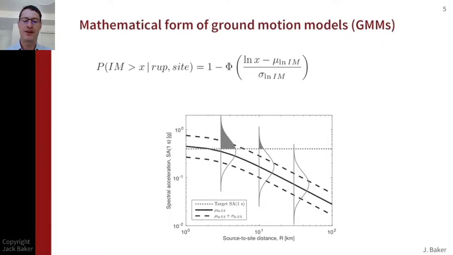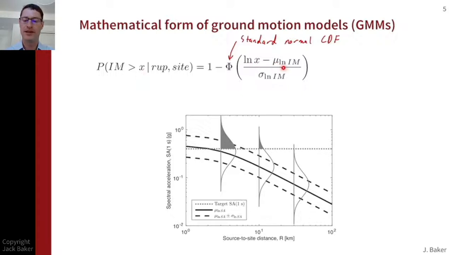And so here's the mathematical form. What we want to do is predict the probability that the ground motion intensity measure, the IM, like the spectral acceleration, is greater than some threshold that we specify, given the rupture conditions, like the magnitude and the source to site distance, and site conditions, so typically a measure of the soil conditions at the site, things like that. Okay, and so we are going to compute that as 1 minus the standard normal CDF. So this capital phi indicates a standard normal cumulative distribution function. And in the CDF, we're going to specify the amplitude threshold that we're interested in.